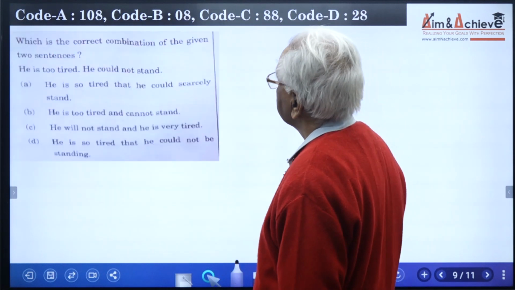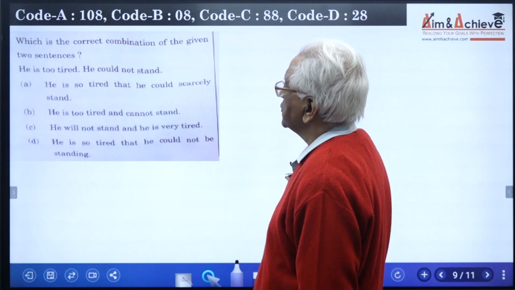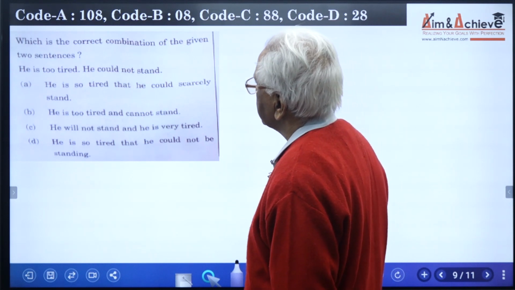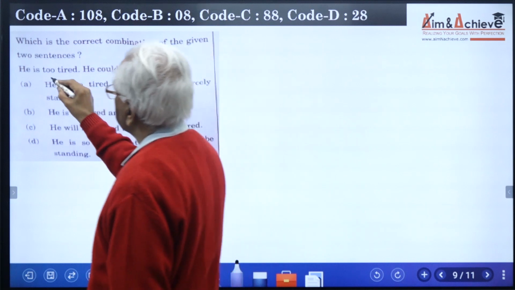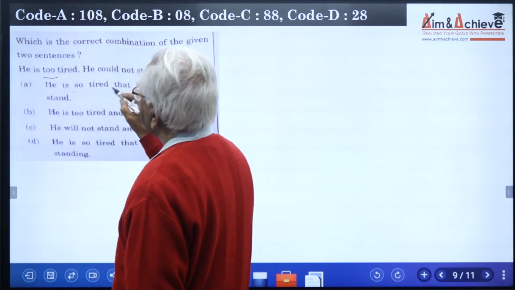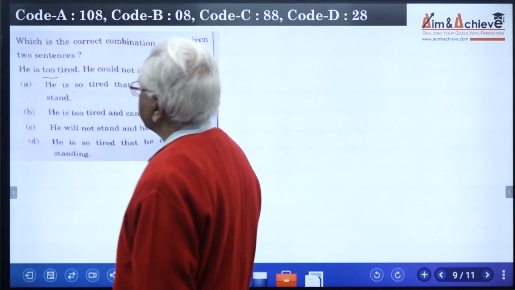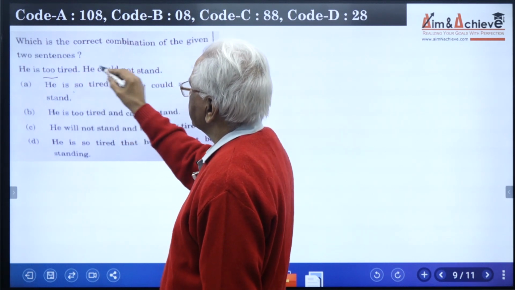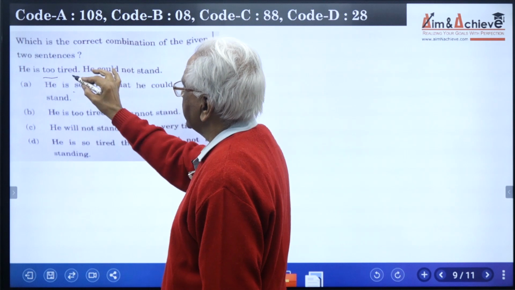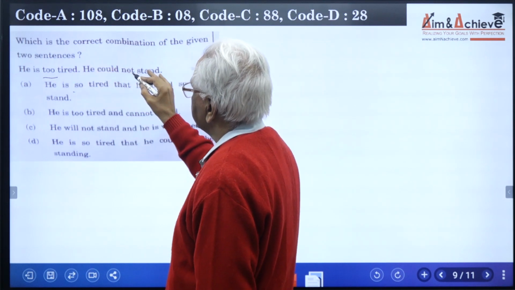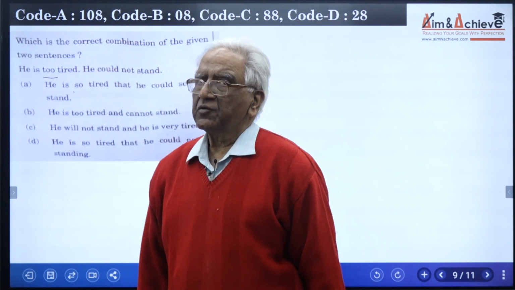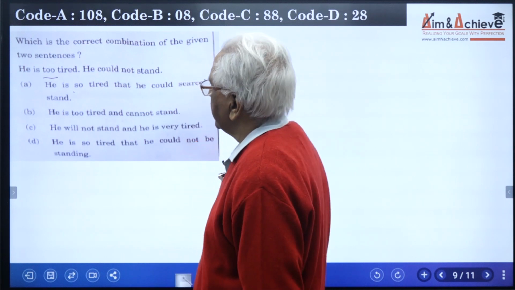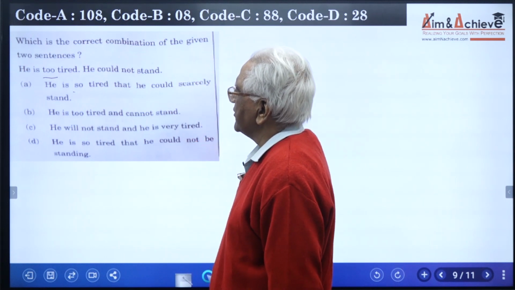The question is, combine the two sentences. He is too tired, he could not stand. Too tired, the use of too means something which is undesirable. He was extremely tired. With this thought, he was so tired that he could not stand. He was extremely tired, and this made it not possible for him to stand. With this in mind, let us try to understand the options available.